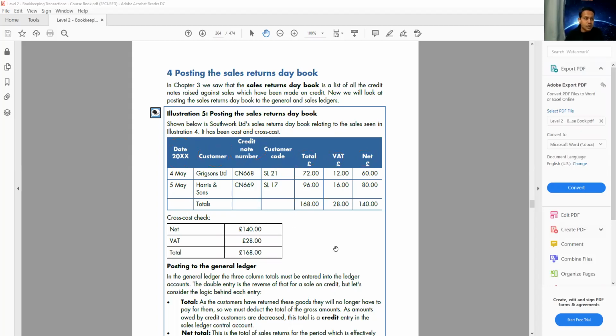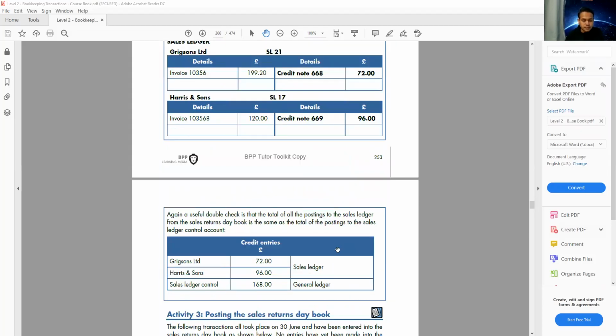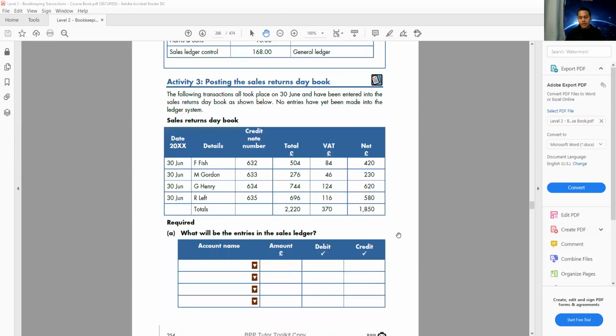Let's move on to one of the examples. All right, activity 3. Posting the sales return day book. So this time, of all the credit sales we have made from the business, some customers are going to return to us. For example, if you make sales to 100 customers, maybe 3, 4 or 5 customers will return to you. So when there is a return, you record it to the sales return day book. You don't delete this customer from the sales day book, rather you record on the sales return day book. So let's have a look how we record that.